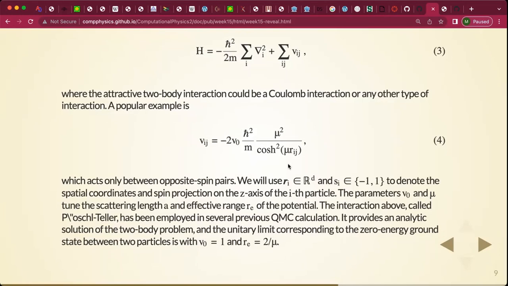The nice thing with this Hamiltonian here is that it has analytical solutions. And that's why it has been widely studied in many-body physics. And it provides an analytical solution to the two-body problem. And it's also something which is called the unitary limit, that corresponds to the zero energy ground state between two particles, where the unitary limit corresponds to the zero energy, the ground state energy of the particle with given parameters.